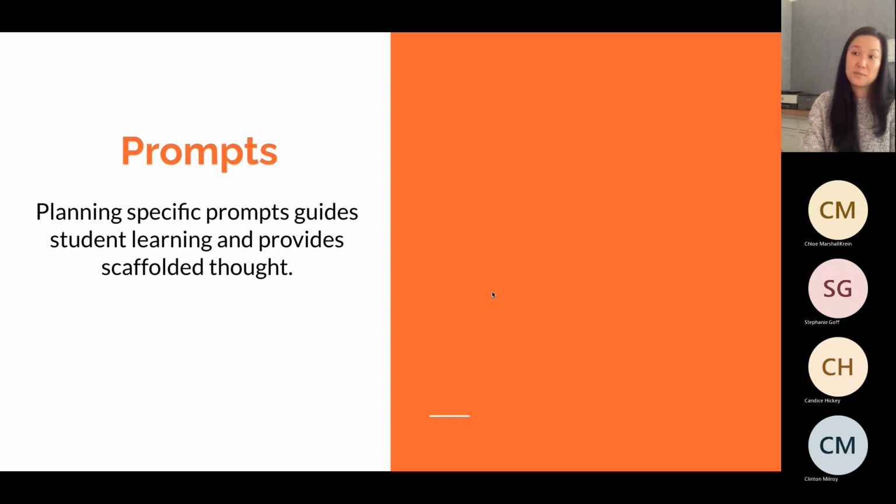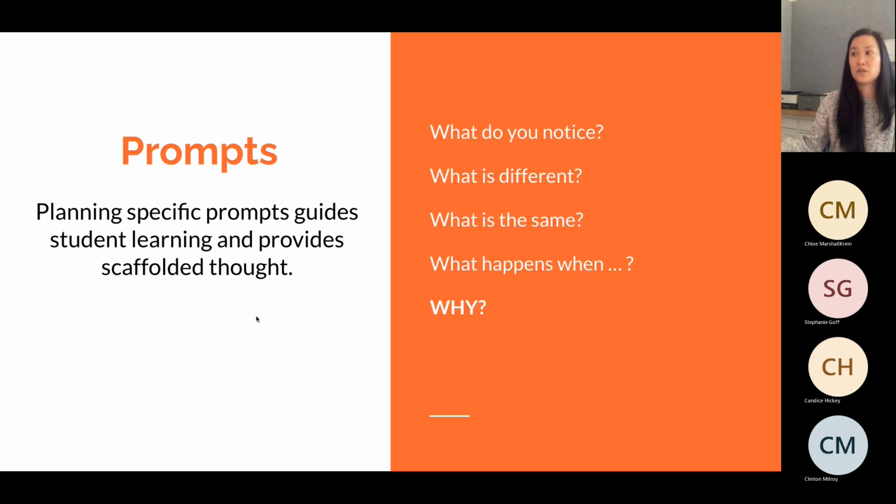So we talked about prompts. Planning a specific prompt really guides the students' learning and provides scaffolded thoughts. So the prompts are quite important, just as important as choosing which example and non-example to use. We talked about these: what do you notice? What's different? What's the same? What happens when, and then you insert the skill.